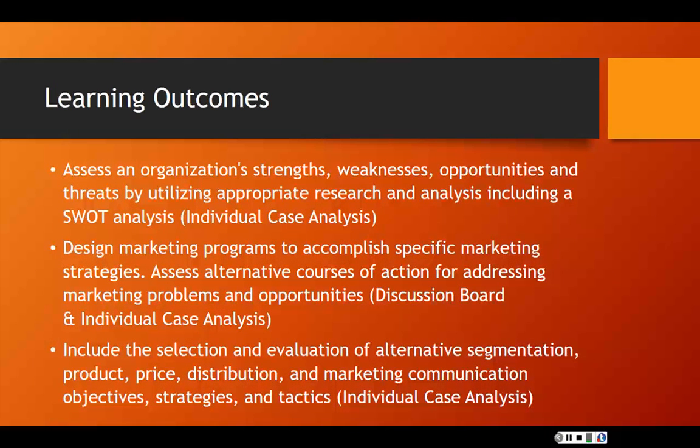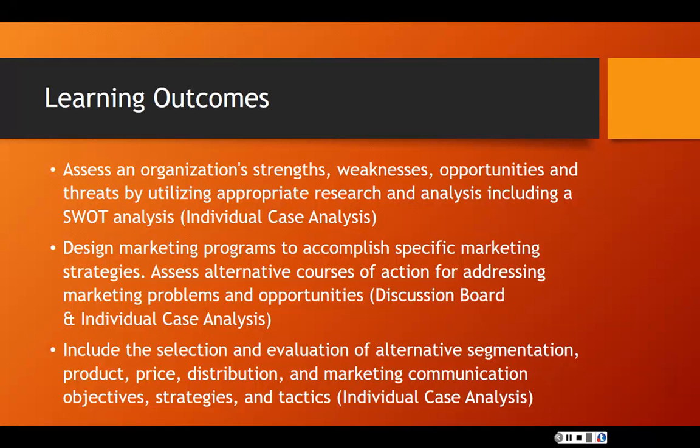There is a lot of text on the screen, but the first objective is to do a SWOT analysis, which you've probably done in other courses. You're going to do it here again in the case. So, assessing an organization's strengths, weaknesses, opportunities, and threats. Second, design marketing programs to accomplish specific marketing strategies. And that's the big thing in this course: it's everything strategic marketing. So you have your strategies, and then you have your marketing plans to accomplish those strategies.